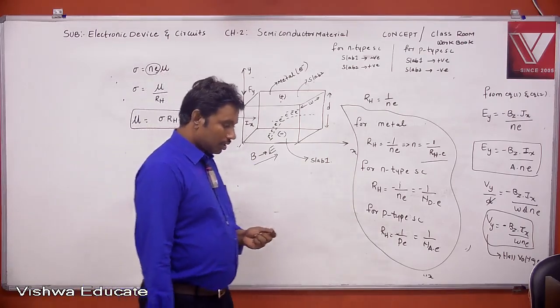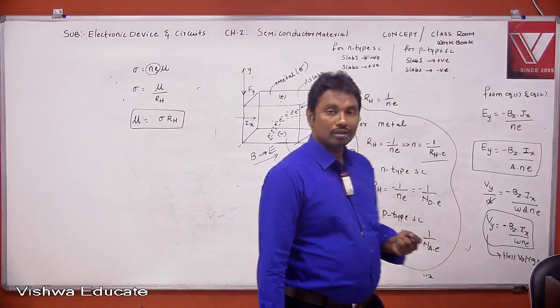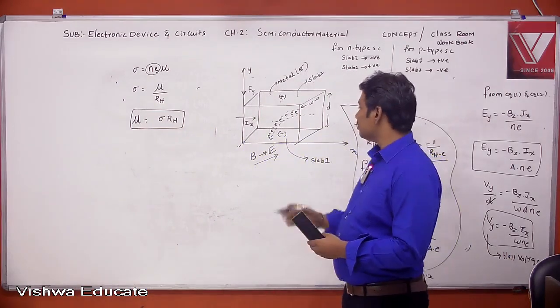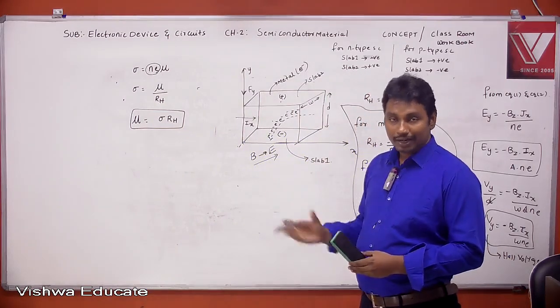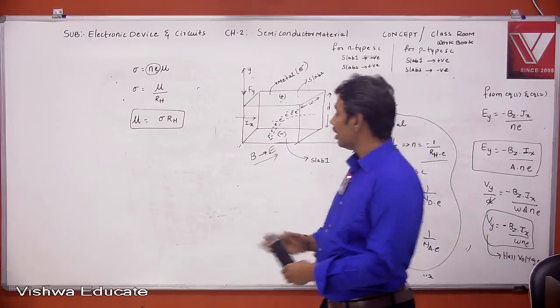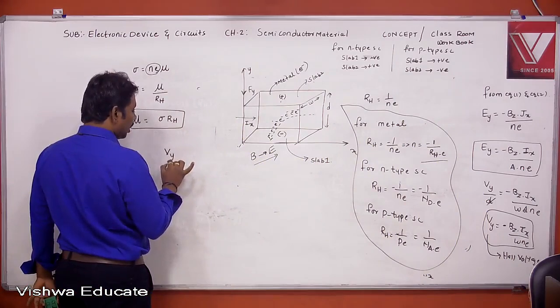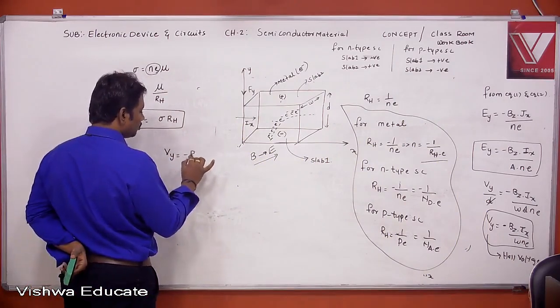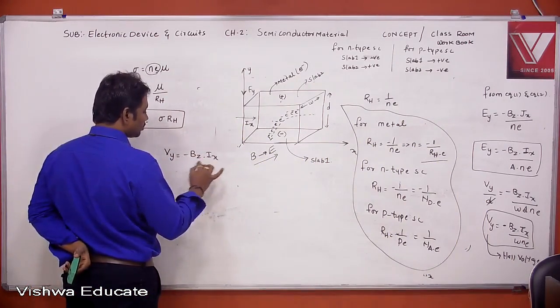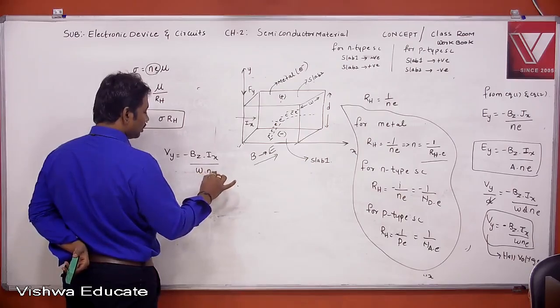And one more application of Hall effect. This Hall effect can also be used as a Hall multiplier. How can it be used as a multiplier? What is the relation between Hall voltage and current? Vy equal to minus Vz into Ix by W into Na.